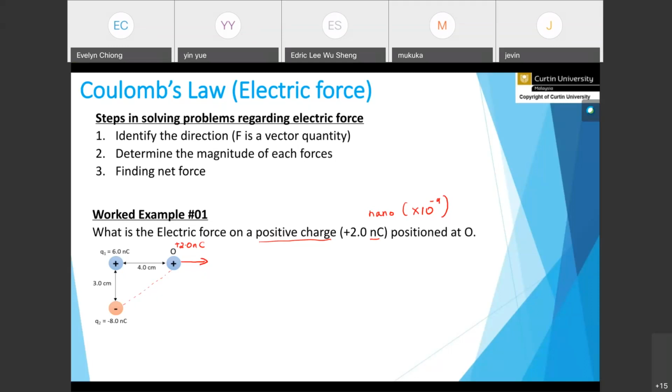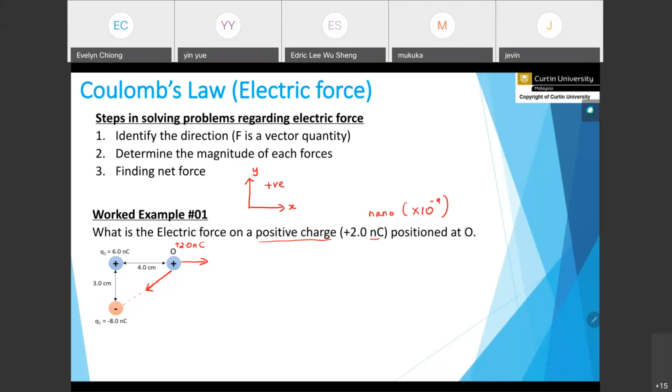So the positive charge at position O due to Q1 is to the right. But due to Q2, the negative charge, the direction is southwest, okay? Southwest direction. So let's say I'm taking Y up as positive, and I'm taking the X component to the right as positive, okay?